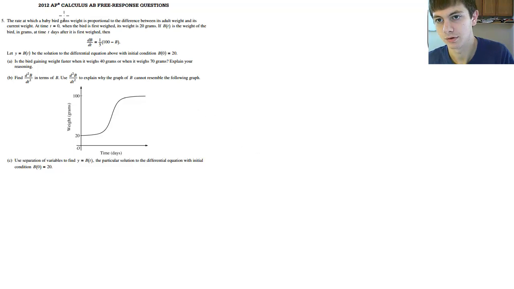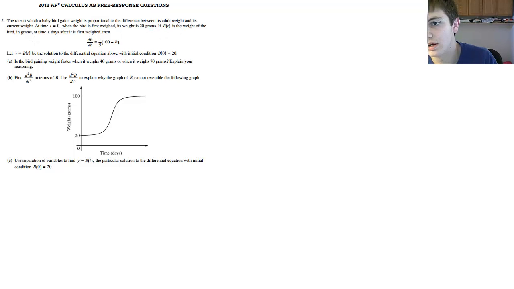Okay, so I'm going to be going through this 2012 AP problem. I believe it was on both the AB and BC tests, and this is number 5. Okay, so the rate at which a baby bird gains weight is proportional to the difference between its adult weight and its current weight. At time t equals 0, when the bird is first weighed, it weighs 20 grams.